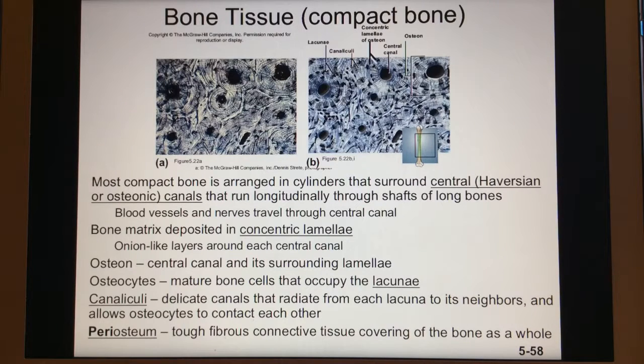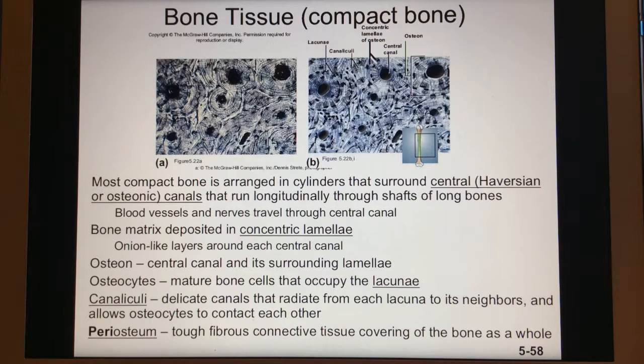And these compact bones are arranged in those osteons that surround the central canal. Sometimes the central canal is also called the Haversian canal. And they run longitudinally along the shafts of long bones. So if you're talking about a long bone, it runs longitudinally, the long way. And in that central canal is where we find the blood vessels and the nerves. Okay, and then the matrix is deposited in these concentric circles called lamellae.